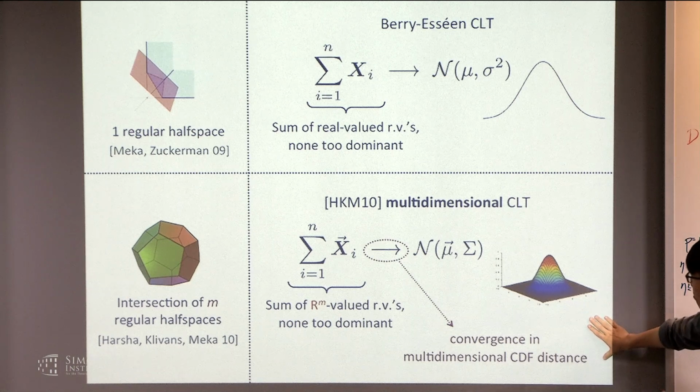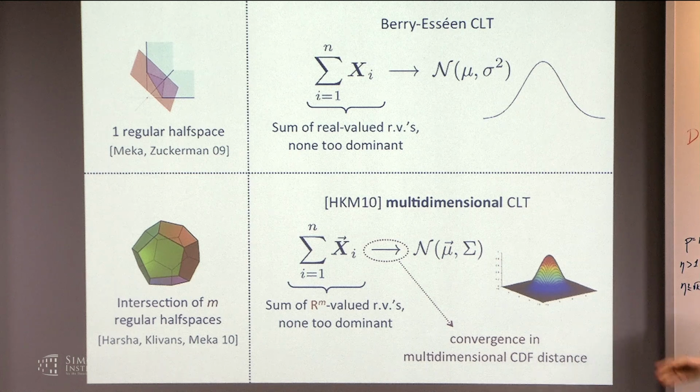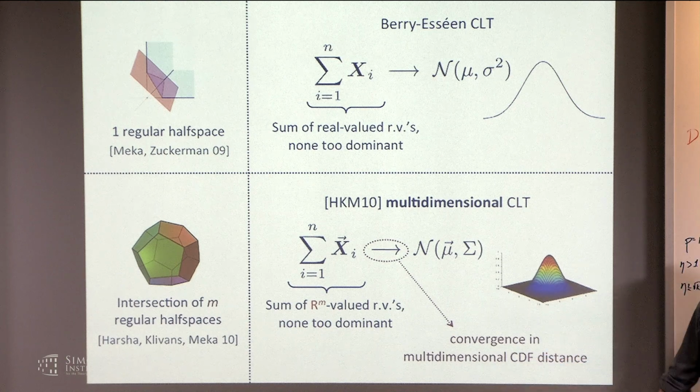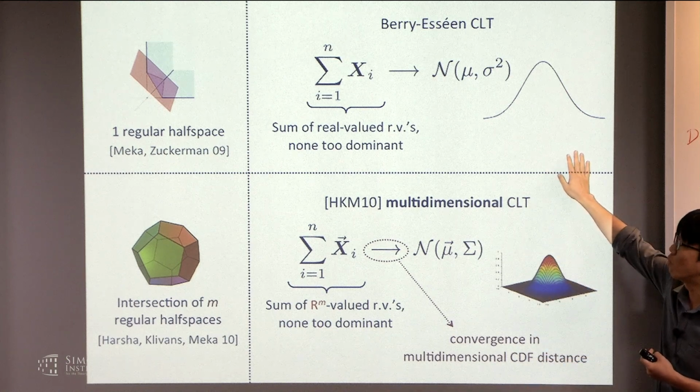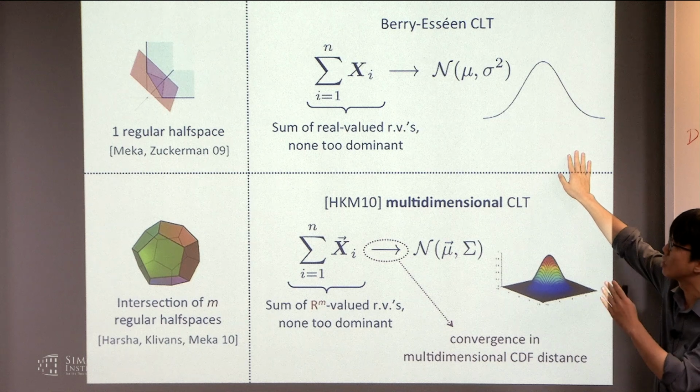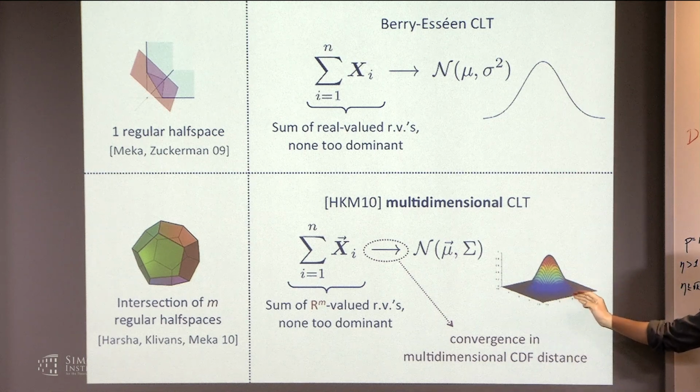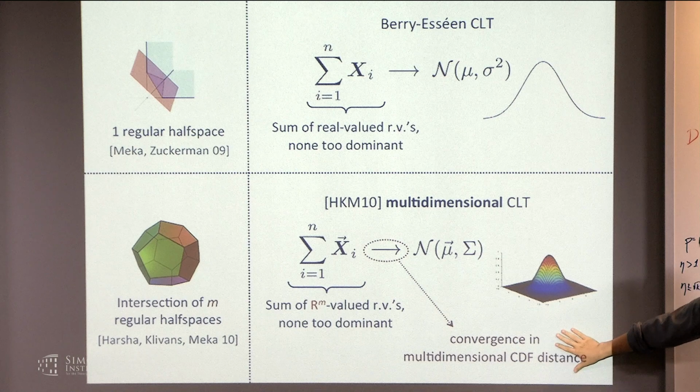And again here, there are many notions of convergence. The one that they use, and the one that's relevant for this problem, is that of multidimensional CDF distance. And just as CDF distance in one dimension exactly captures the acceptance probability of a single half space, multidimensional CDF distance exactly captures the acceptance probability of an intersection of m half spaces. So that's really the right notion of closeness to look at for our problem.